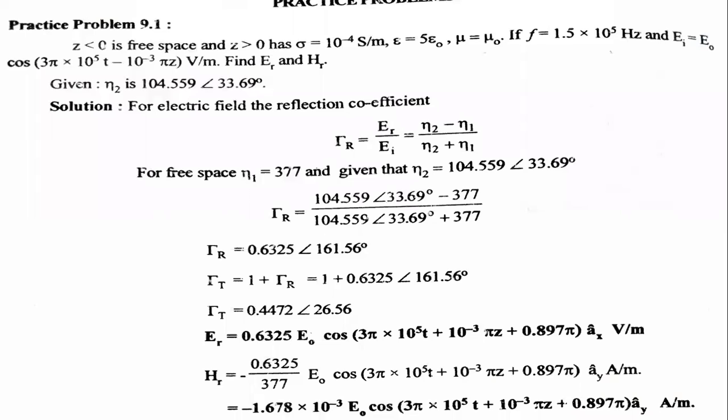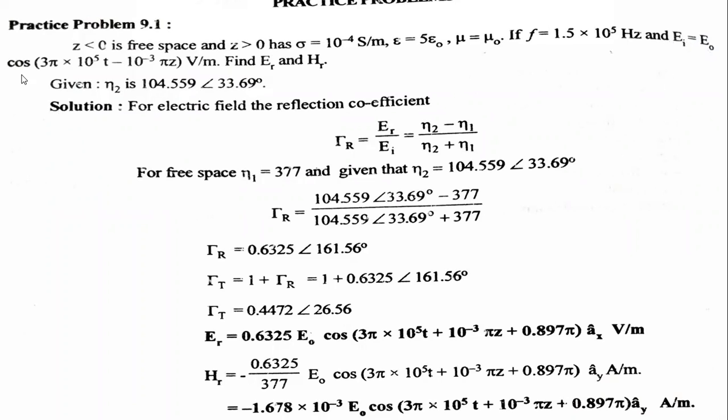See here, the z value is given, that is a condition whether z is above or below 0. Conductivity, permeability and permittivity are given. One condition is mentioned here, that Ei is equal to E0, meaning the incident electric field is equal to the electric field at free space. So E0 is the electric field intensity at free space, and Ei is the electric field at the incidence point.